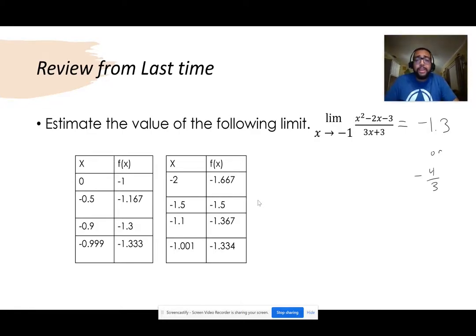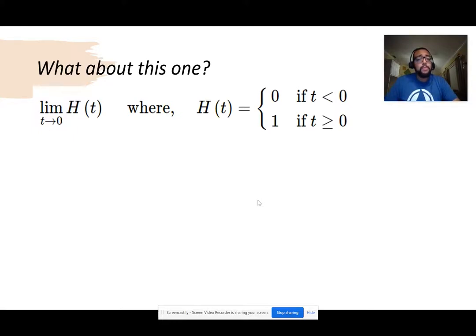We used pretty nice numbers and pretty nice functions last time in class. I didn't get to this function, which I would love to. So what about this one? Some people call it a step function, though you don't really need to know that. It says the limit as t approaches 0 of h of t, where h of t is 0 if t is less than 0, and 1 if t is greater than 0. So I don't really have a function I can work with here. I have this piecewise step function.